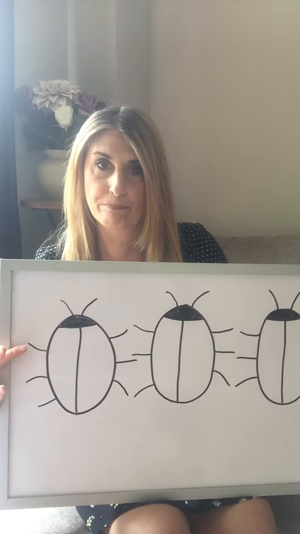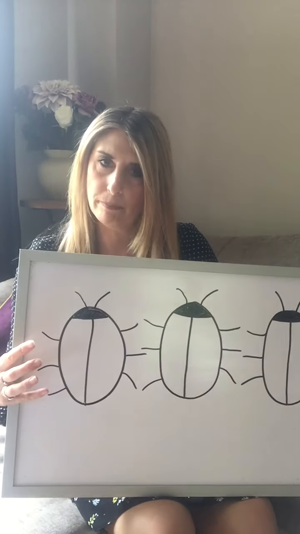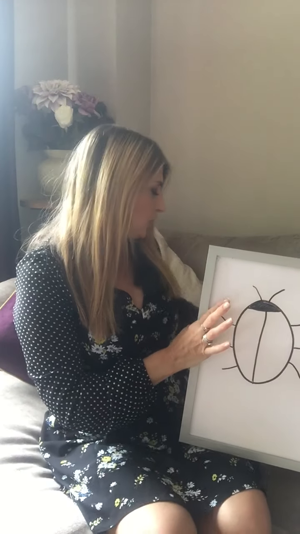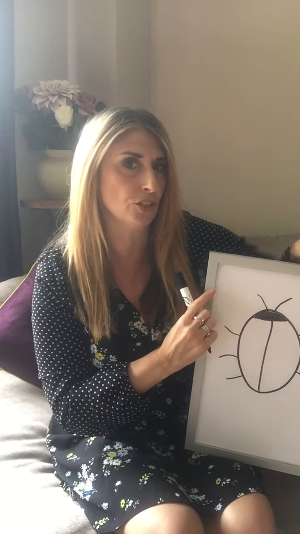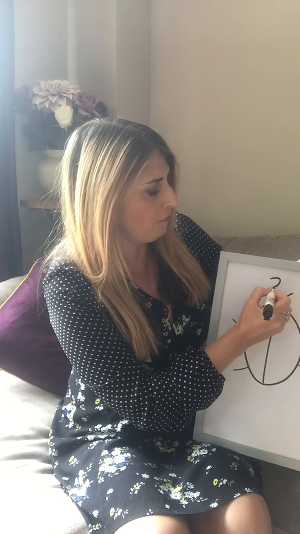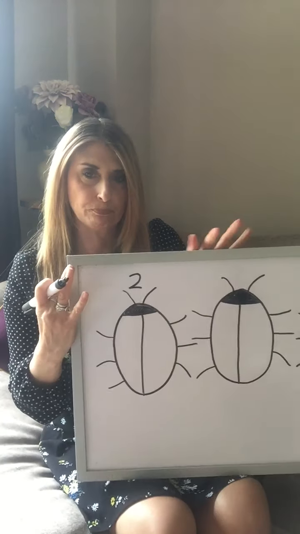I thought that I would do a little lesson on doubling today. And a good way to do doubling is with ladybirds. Now, the first number that I am going to double is 2. So I'm going to put 2 above the first ladybird.